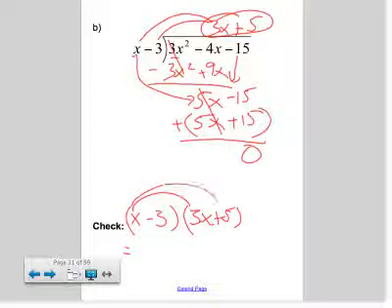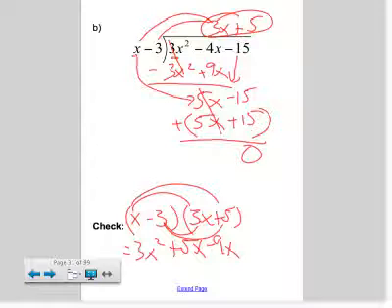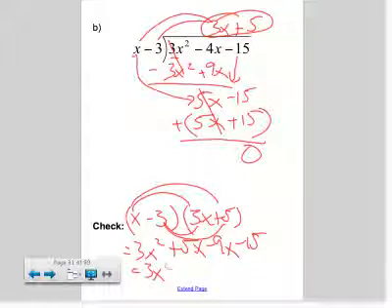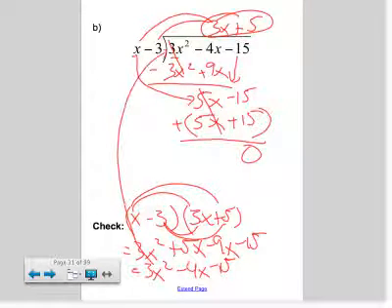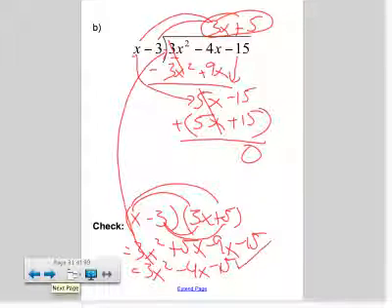FOIL this thing out, so 3x squared plus 5x minus 9x minus 15, and finally when I simplify this I get 3x squared minus 4x minus 15. I verify that this is the same as that, 3x squared minus 4x minus 15. Check, I know I did it correctly.